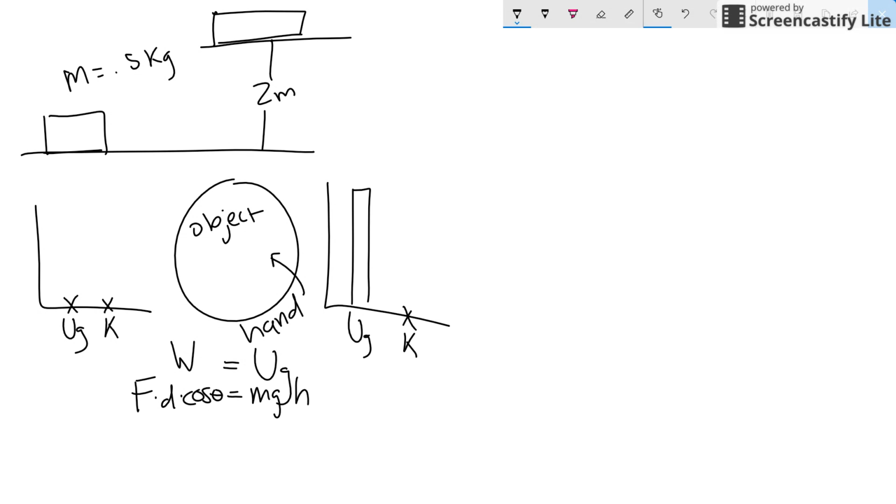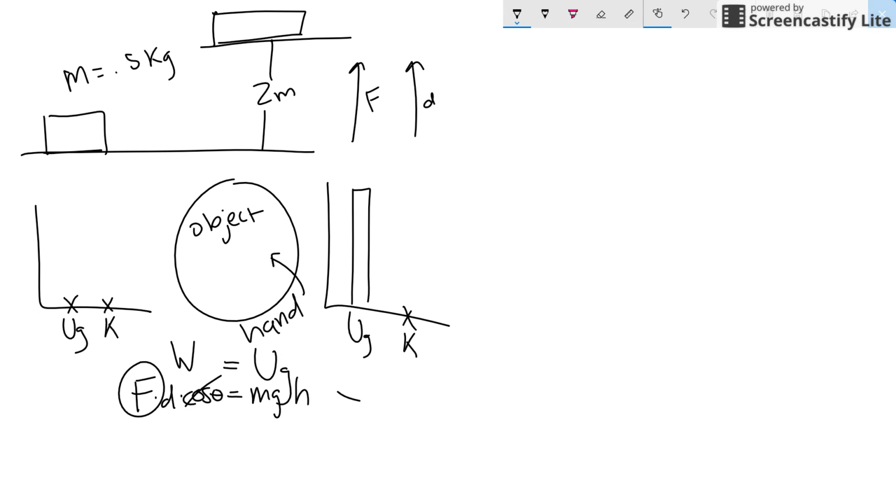Now, first things first, let's deal with that cosine theta. The force is in the same direction as our motion, so we can go ahead and cross that out. We don't have to think about angles at all. So now we just need to solve for force. That's the only thing we don't know. We know height, we know what gravity is, we know the mass, we know the distance traveled. Let's solve for that force.